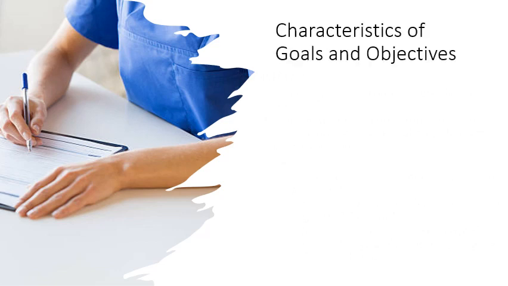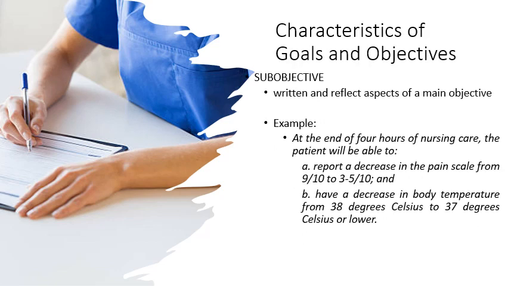Sub-objectives also may be written and reflect aspects of a main objective. They too are specific statements of short-term behaviors that lead to the achievement of the primary objective. Objectives and sub-objectives specify what the learner will be able to do after being exposed to one or more learning experiences. A sub-objective may be one of the two sub-objectives given here in the example, A and B.